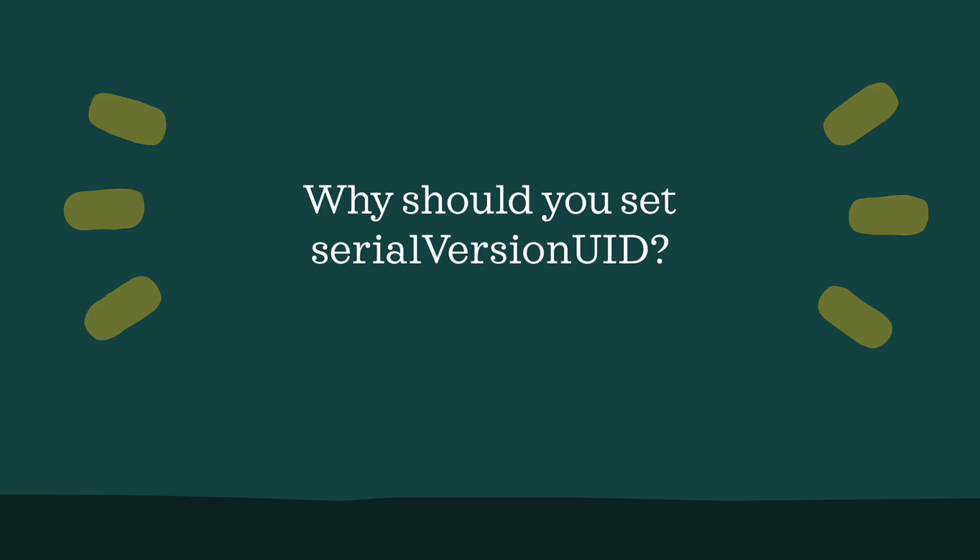Automatic generation of serialVersionUID can lead to issues. If you don't explicitly declare it, Java will generate one based on the class structure. However, even minor changes to the class can alter the generated ID, causing compatibility issues. That's why it's recommended to define serialVersionUID manually, especially in classes that are intended to be serialized.